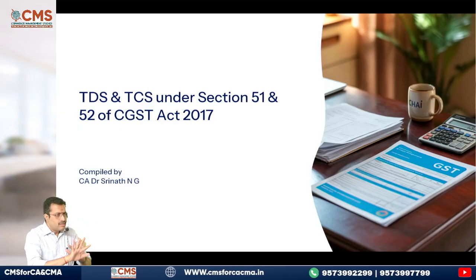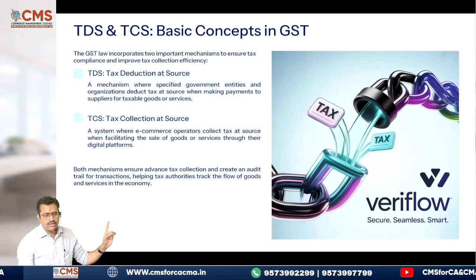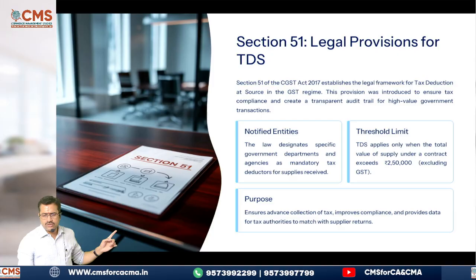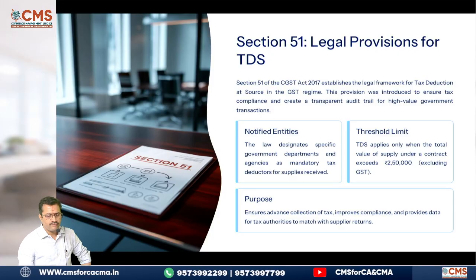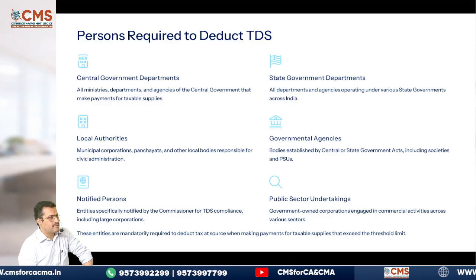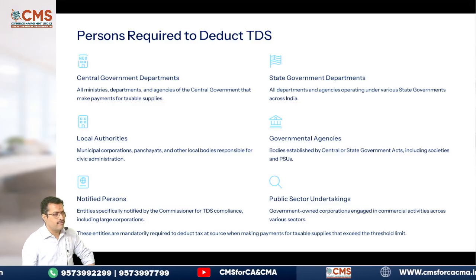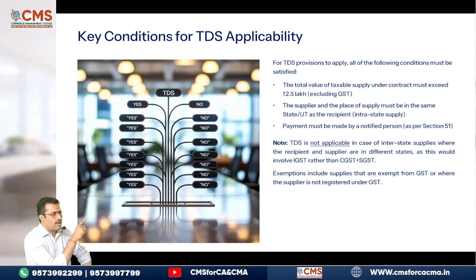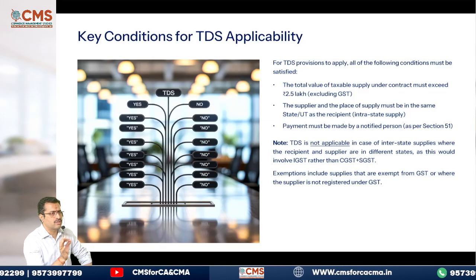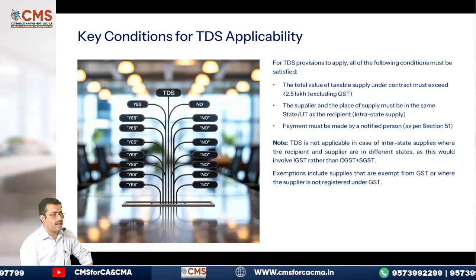Understood? That is all there in TDS provisions. That is the reason I told you, I'll just show you the provision. I have just given you a simple problem, I'll show you. Tax deduction at source and tax collection, legal provisions. Who has to deduct the TDS? Central government departments, local authorities, notified persons, then state government, governmental agencies and public sector undertakings. When they have to deduct TDS: the total value of taxable supply under a contract exceeds how much? 2,50,000 excluding GST. Very important. Threshold limit is there to deduct TDS. Every payment will not attract TDS.